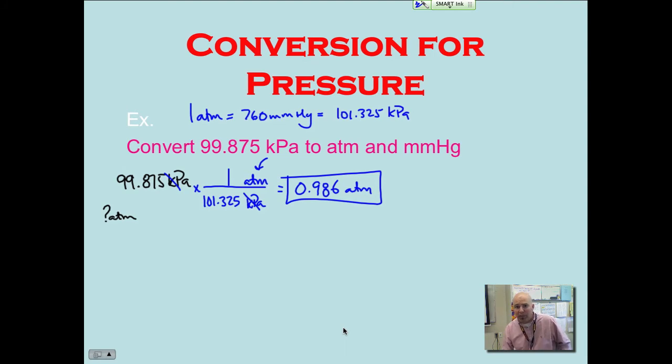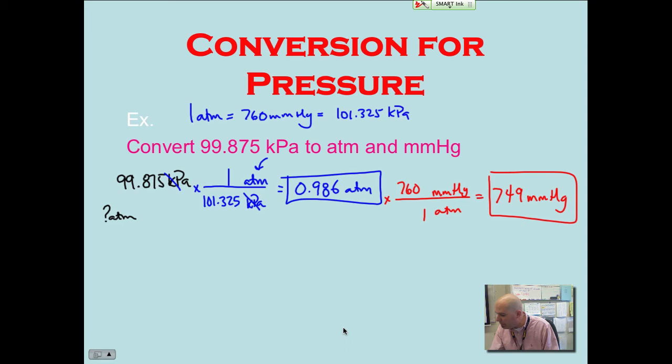If I wanted to solve for millimeters of mercury, I could go from either one. If I wanted to go from the kilopascals, I could. Or I could simply go atmospheres to millimeters of mercury, 1 and the 760. I've got this on my calculator already, so I'm just going to hit times 760, and I get 749 mmHg. And so there would be my answer.